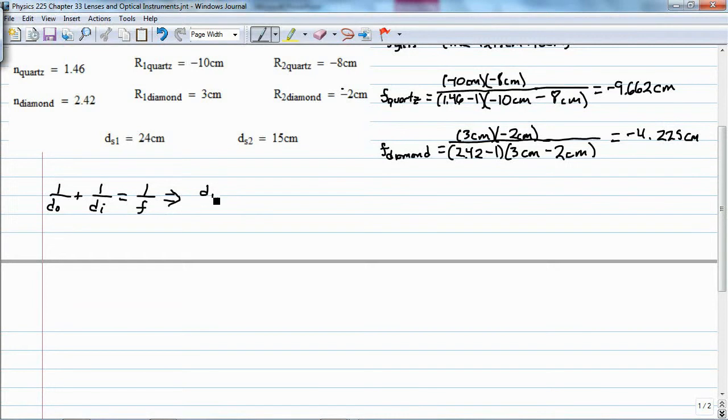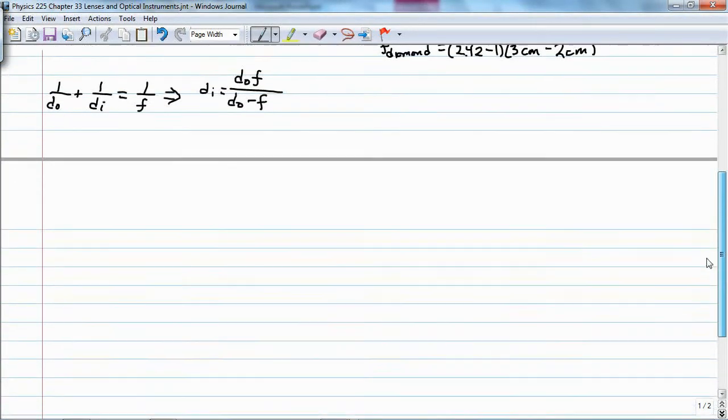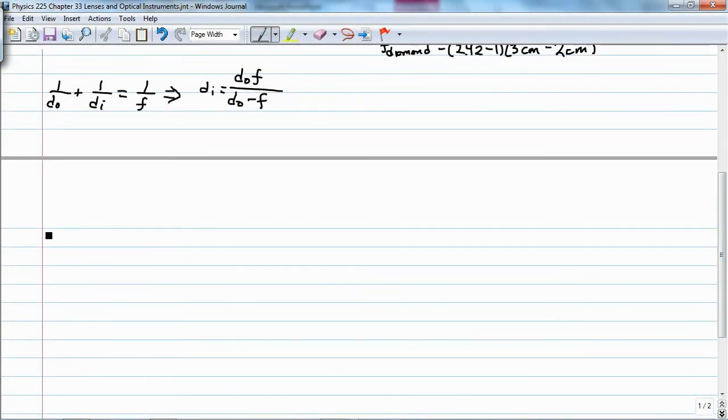So image distance is going to be equal to object distance times the focal length divided by object distance minus the focal length. So this will simplify our formulas just a little bit. We don't have to keep solving for everything.